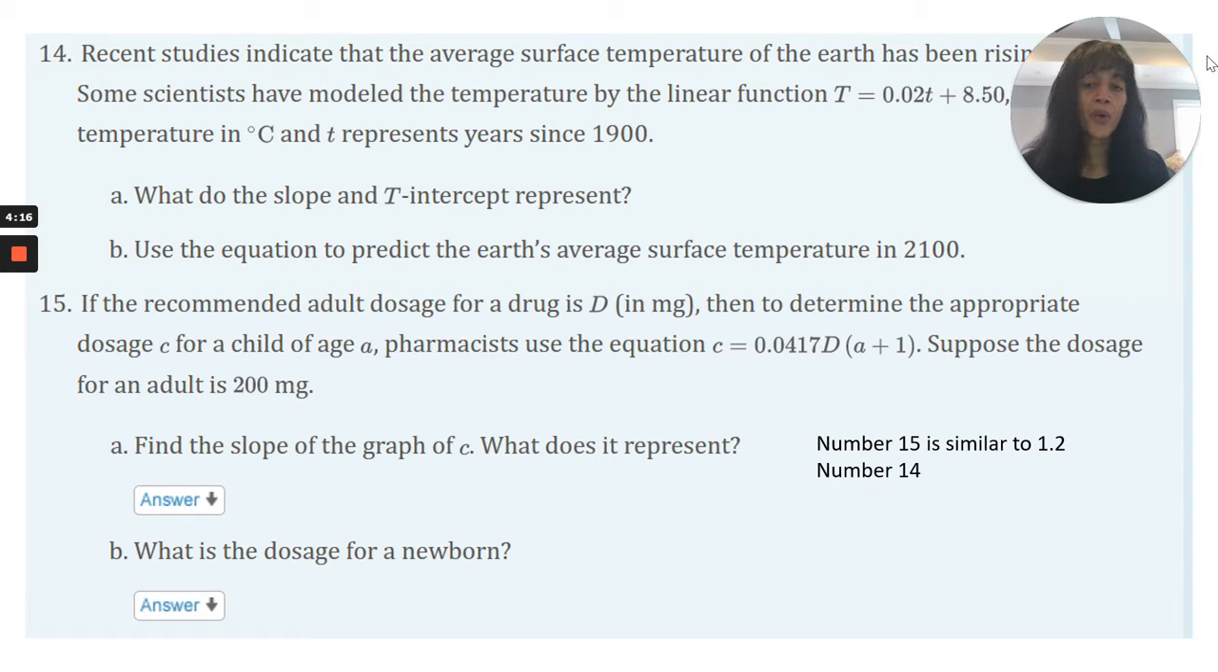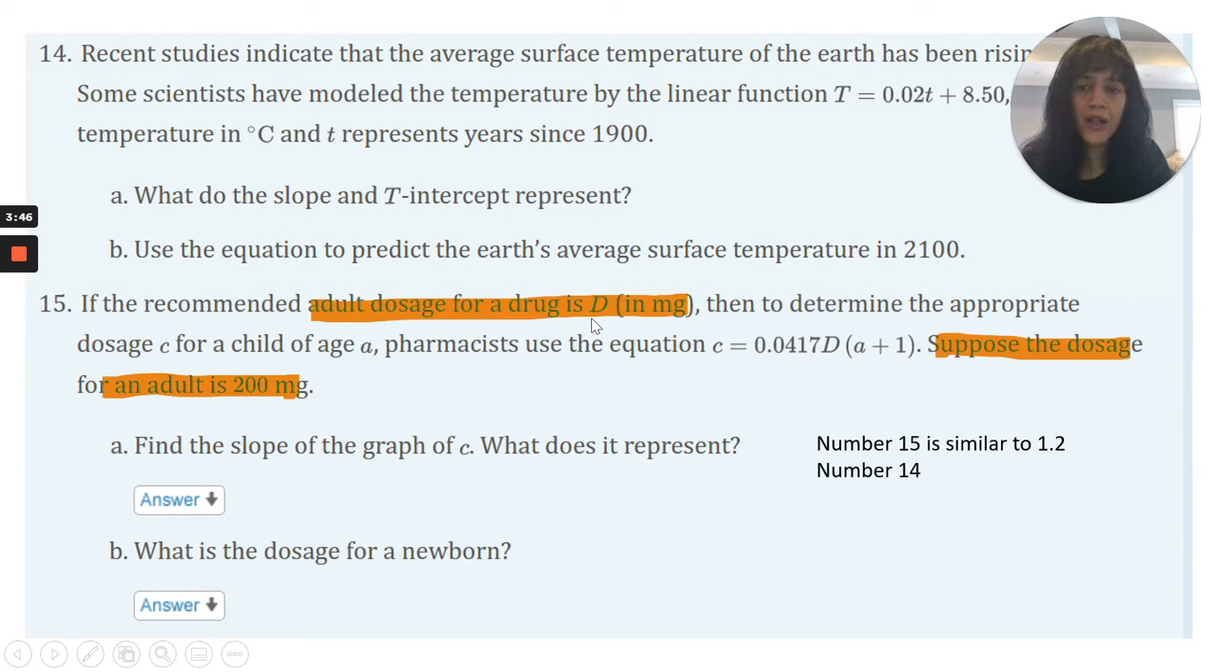So you kind of have to go where the student's looking at things, and the student looks at things from the numbers. So that's the first thing that catches their eye. So on number 15, if you look at the number, it's 200 milligrams that pops in. If you try to place that number in context, I'm not even looking at the questions, I'm looking just at the number. It's 200 milligrams is the dose for an adult. And I see that same words up here, adult dosage for a drug is D. So what does that tell me? It tells me that D is 200 milligrams. They just hid it in the problem.